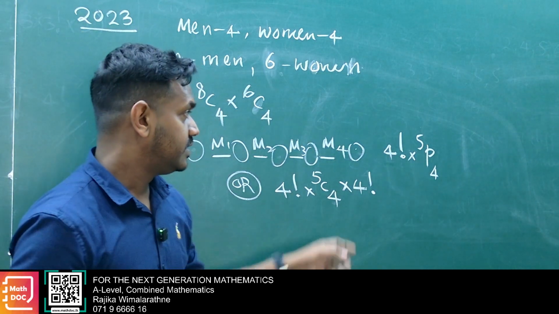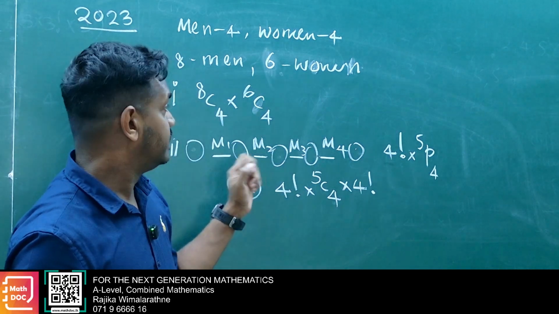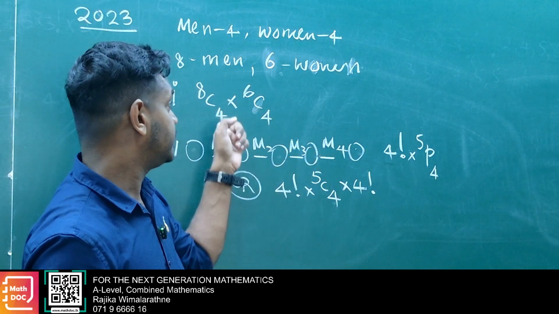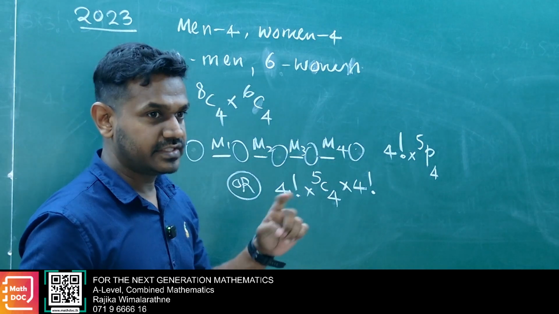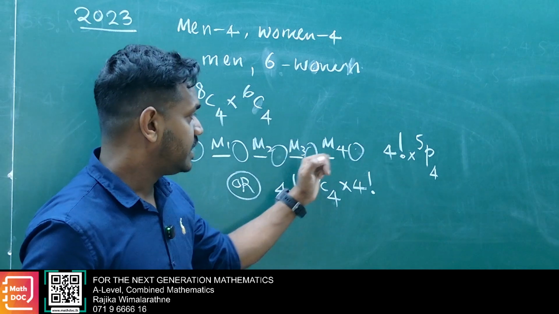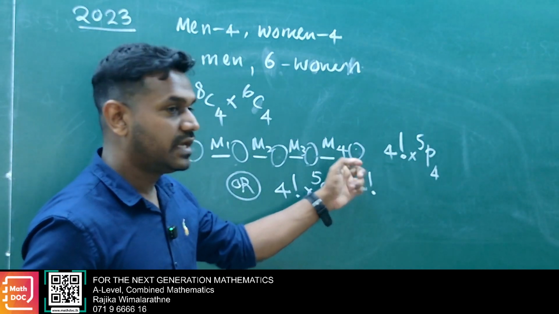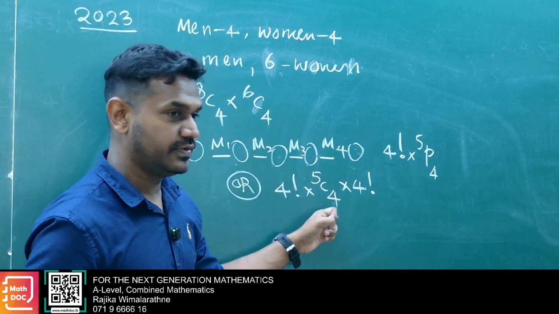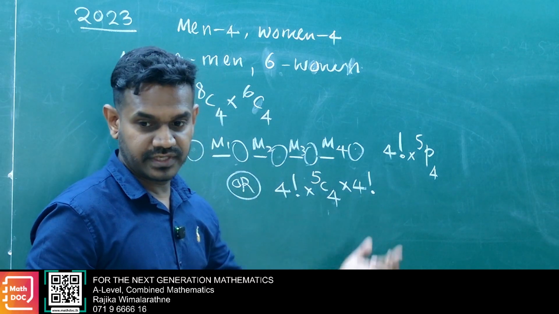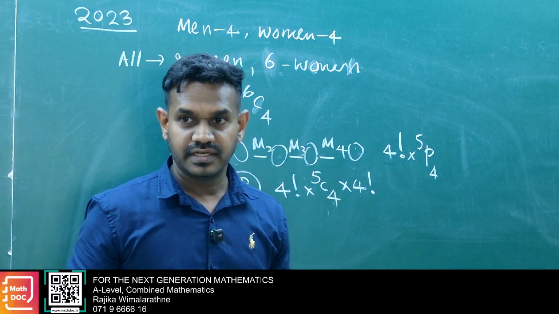But you have to explain step by step. Here selecting 4 men out of 8, then selecting 4 women out of 6. By the counting principle, 8C4 times 6C4. Likewise you have to explain it. Then in this case, first arrange 4 men, 4 factorial ways. Then 5 spaces, select 4 spaces, 5C4, and arrange women, 4 factorial. Then total ways by the counting principle: 4 factorial into 5C4 into 4 factorial. Likewise you have to explain it.